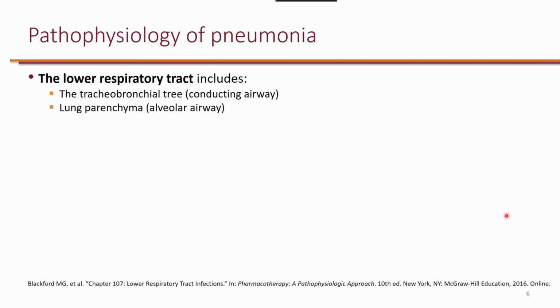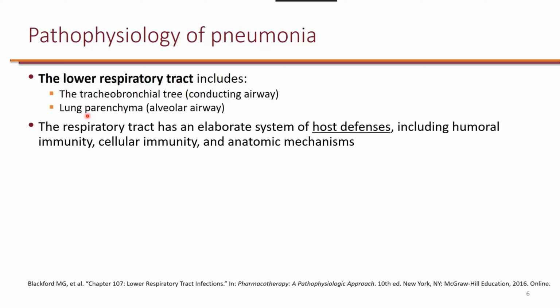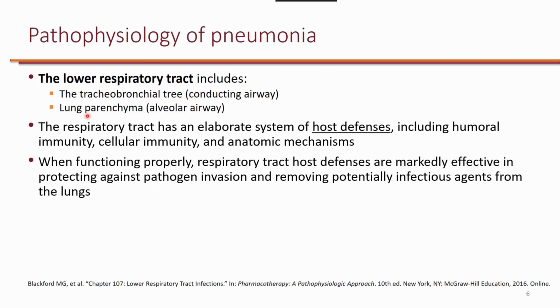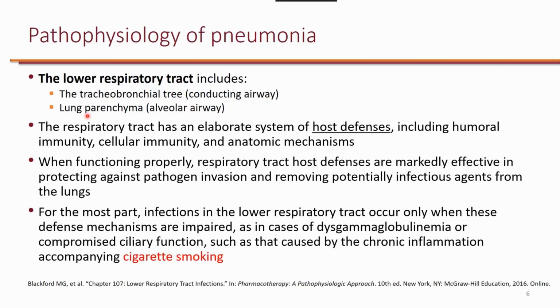Now let's take a look at the pathophysiology of pneumonia. As I mentioned, there are two zones in the lower respiratory tract. There's the conducting zone and there's the respiratory zone, which is basically the lung parenchyma. Now the lung has an elaborate system of host defenses that, when functioning properly, are very effective in protecting against pathogen invasion of the lungs. Now, for the most part, infections in the lower respiratory tract occur in patients with impaired host defenses, usually due to genetic disorders or compromised ciliary function, such as in patients who smoke.